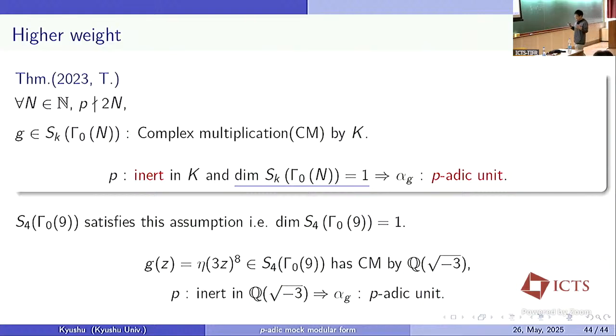So I would like to determine the p-adic valuation of alpha Z in the arbitrary weight case. This is my future work, and I will try hard to do this work. Sorry, I have run over time, but I have finished my talk. Thank you very much for listening.